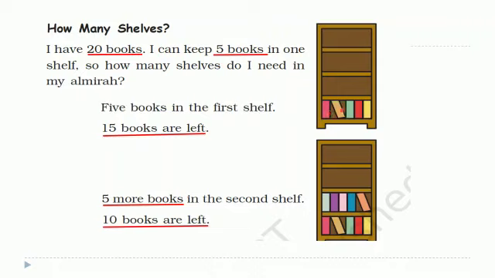Now if we are going on arranging, see first shelf, if I keep 5 books, how many books are left? 15 books are left. Now again in second shelf I will arrange 5 more books. So now how many are remaining? 10 books are left. So out of 20, 10 are arranged. So now how many will be remaining? 10 will be remaining.